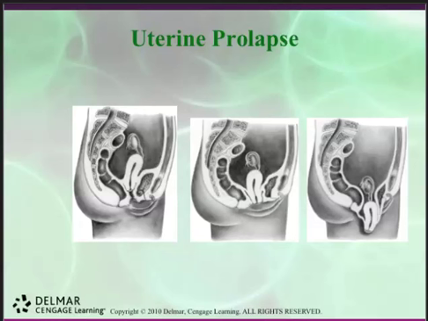The prolapse can be so severe that the cervix can bulge out of the vagina, and this is called a complete prolapse. Surgical repair is often indicated for this particular condition. Complete prolapse, partial prolapse, normal position.